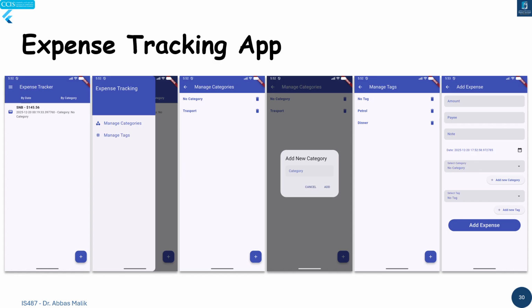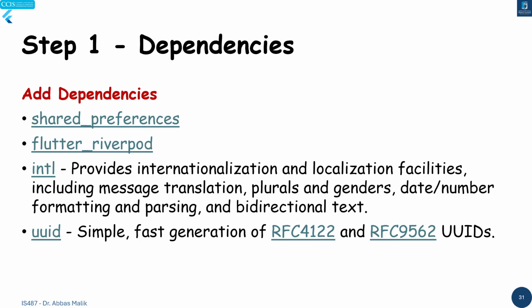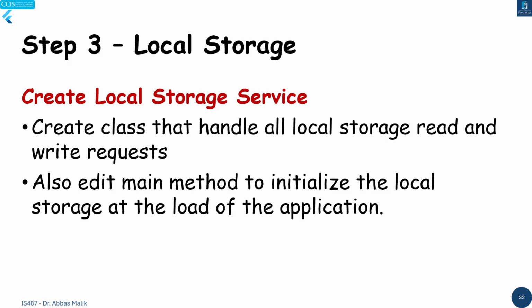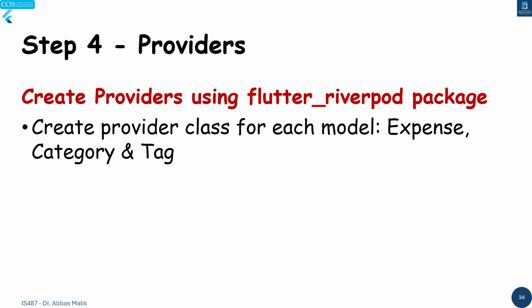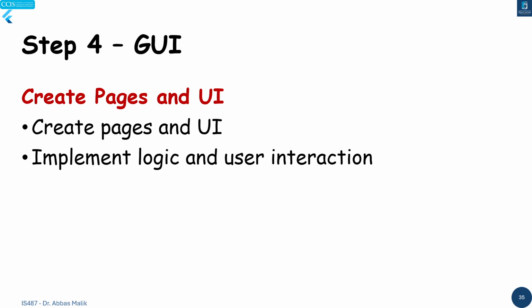So in the last video, we were developing our expense tracking application. In that application, first of all, we added the dependencies which are required. Then after that, we created the models. And then we created a local storage service using the shared preferences package. And then finally, we created the providers. We finished our last video at this point, where we need to create the GUI so that we can add the expenses and see them. So let's see that.